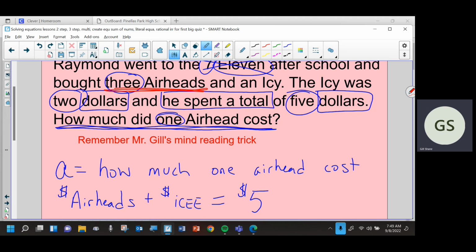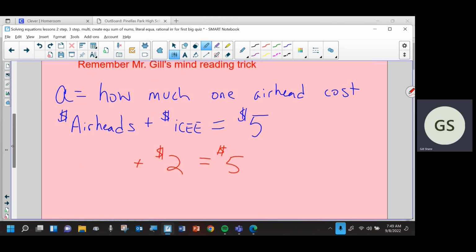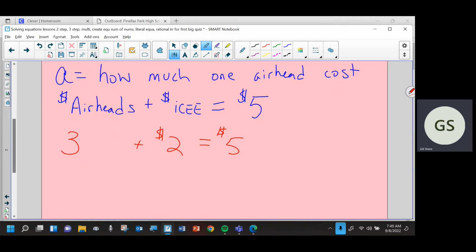I've got to tell you how many of them there are. I've got to use that word airhead. I mean, there's no other option. So I know 3 is going to be in there. So I can say, okay, if I'm replacing the airheads money part, I got 3 of them. Now, what's the only thing that we're missing then?